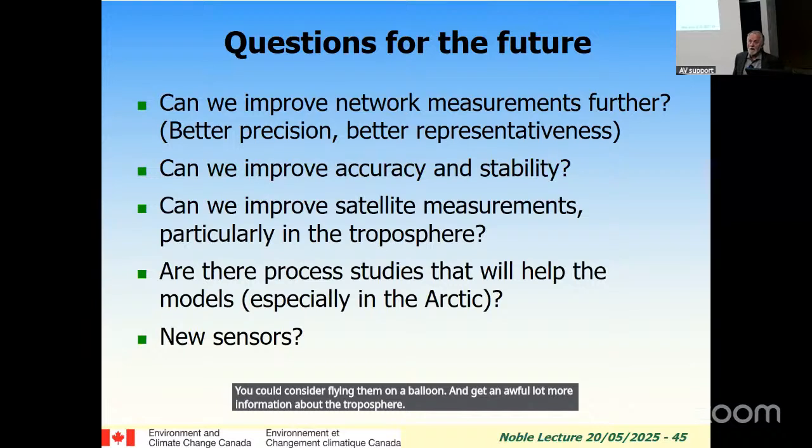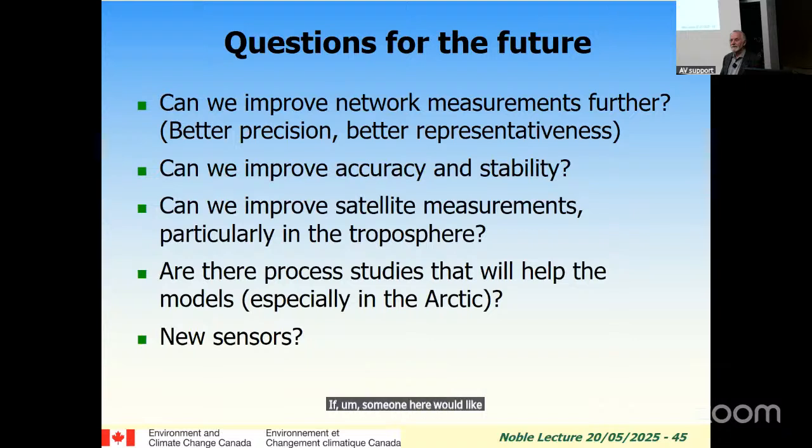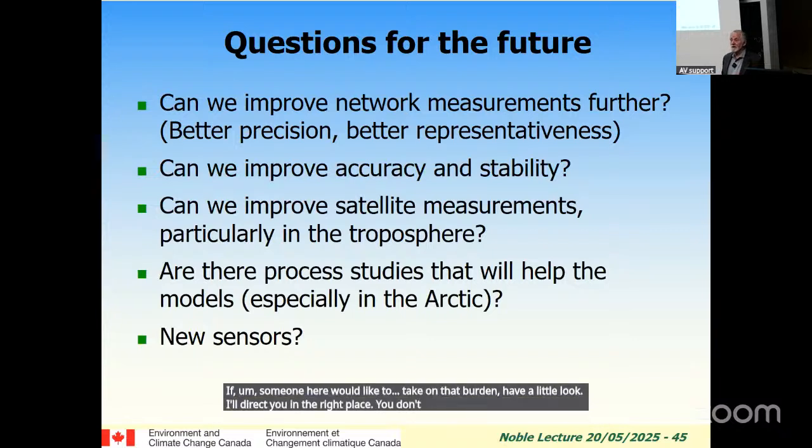I'm going to abuse my position because I do actually have a question. You mentioned that the IAGOS data was woefully underexplored. If someone here would like to take on that burden, please have a look. I'll direct you to the right place. It's publicly available.